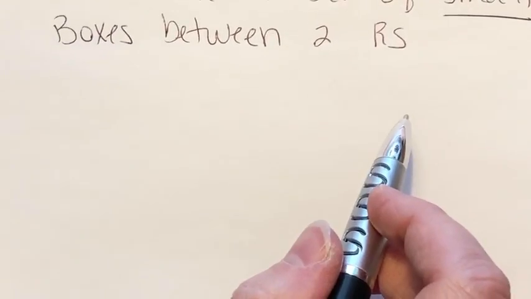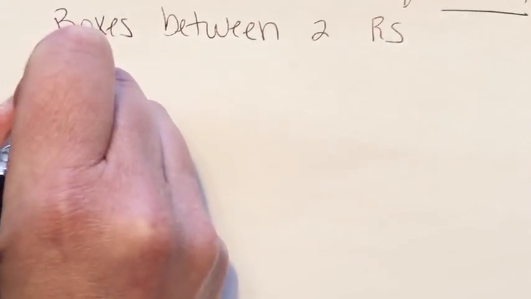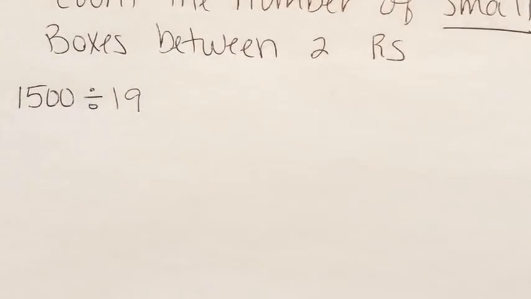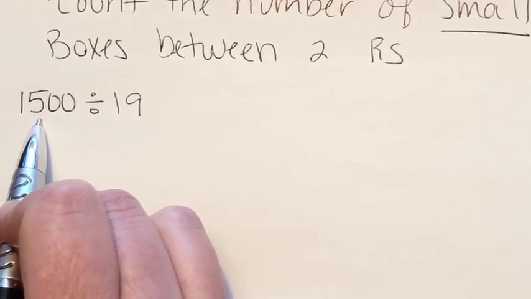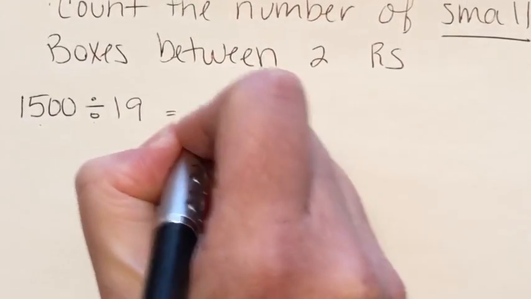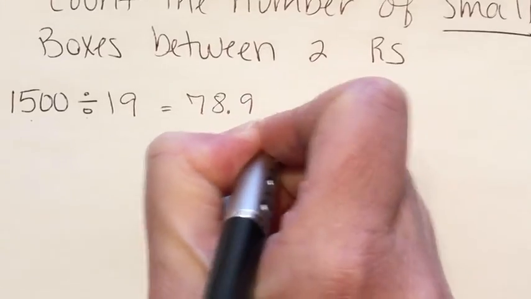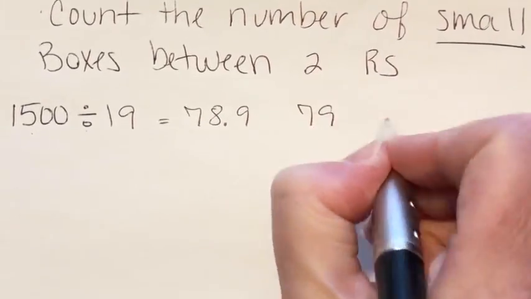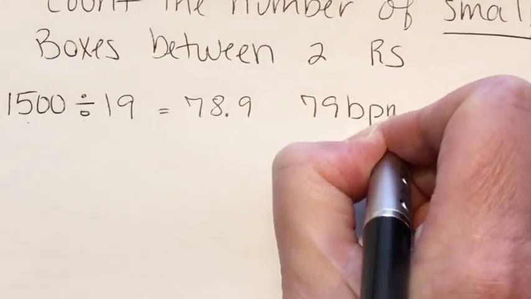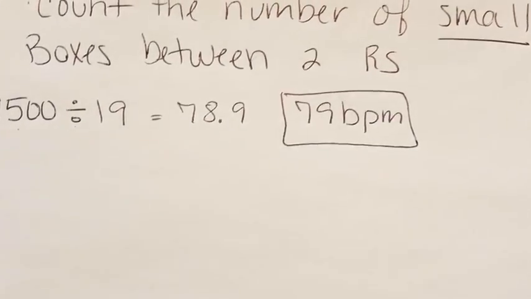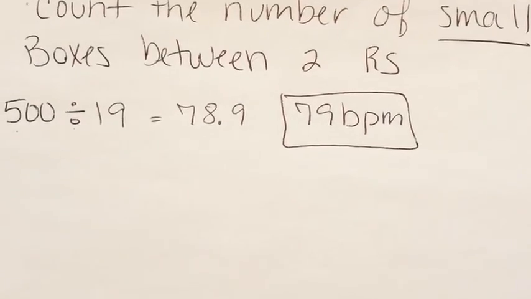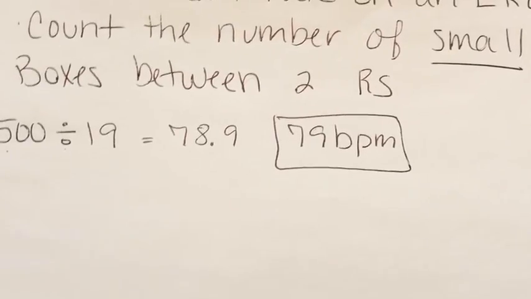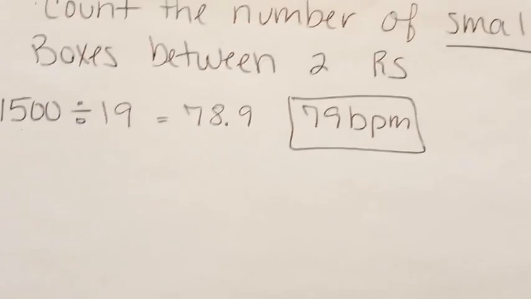The way that I'm going to figure out the heart rate is I'm going to take 1500 and divide it by 19. You can do this on your calculator, but 1500 divided by 19 equals 78.9 and some other numbers. We're going to round it up to 79. So it would be 79 beats per minute. This is a quick way of figuring out what the heart rate is just by looking at an EKG. There's another way to do it.